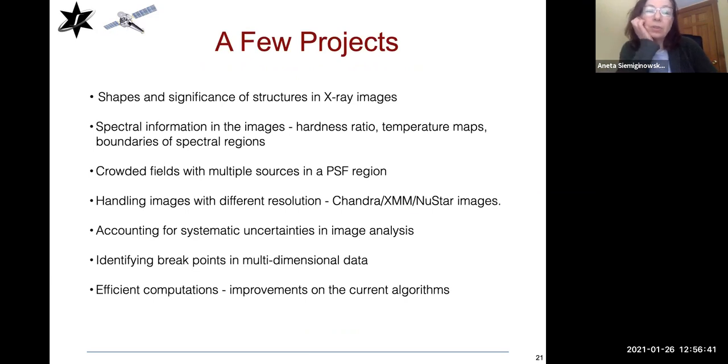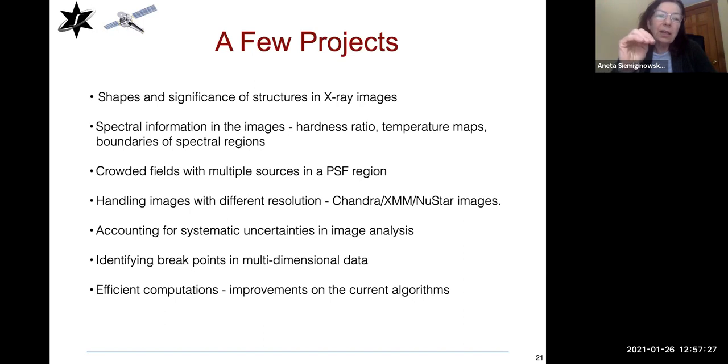So I put together the list of projects. I don't know if this was clear in these images because it's very hard to describe all of them, but I just listed them. We're still looking into ways to characterize the shapes and detect different shapes and significance of these structures in X-ray images. LIRA allows you to deconvolve, and with the new boundaries, we can maybe find boundaries of these structures. Thomas is working on a different approach and segmentation of the images, which also highlights the structures in the event files.